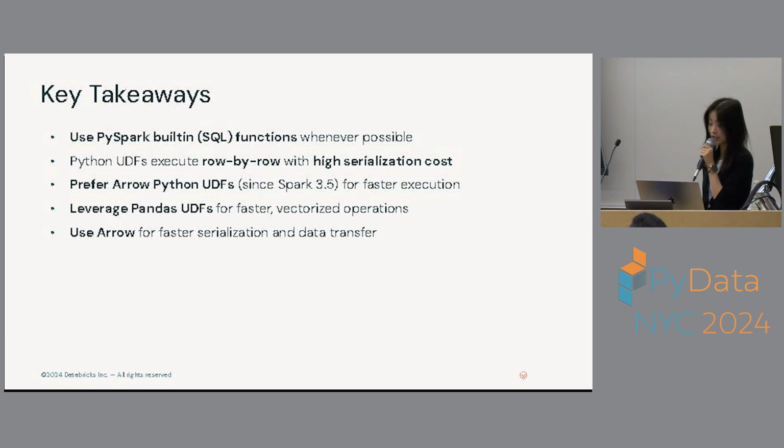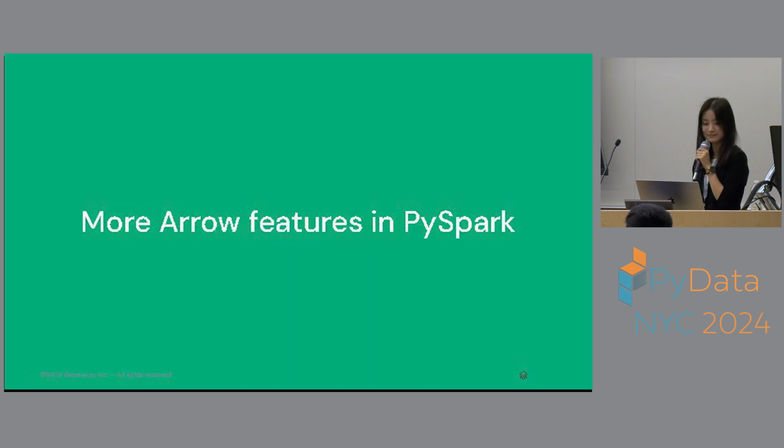And if your computation can leverage vectorized operations, use Pandas UDFs, because they can give you even more speedups. Yeah, and finally, use Arrow for faster serialization and data transfer between processes.